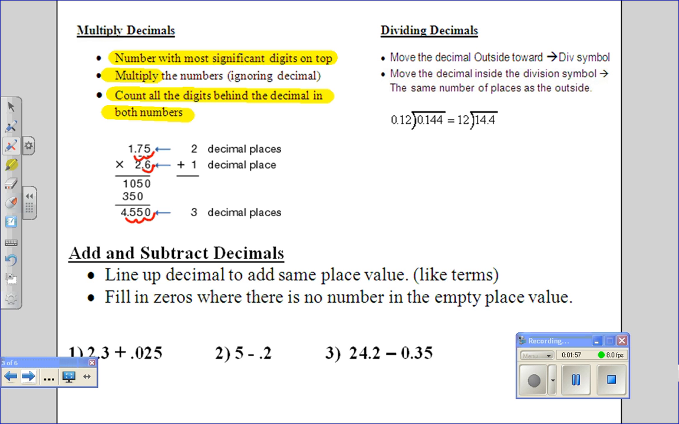So again, put the number with the most digits on top, line the numbers up, not the decimals, and make sure you count the number of decimals that are in the problem. That's the same amount you put in the answer.